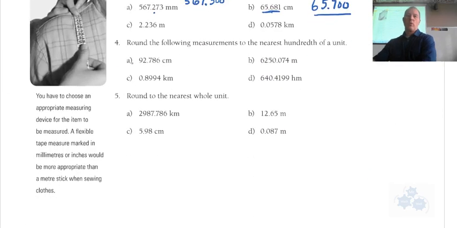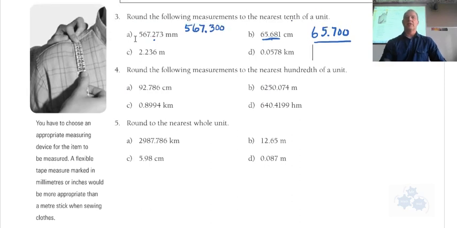Okay, what about number 4? Round the following measurements to the nearest hundredth. So that's not the first number after the decimal place, that's the second number. This one is 92 point what? What do I write here? 7.